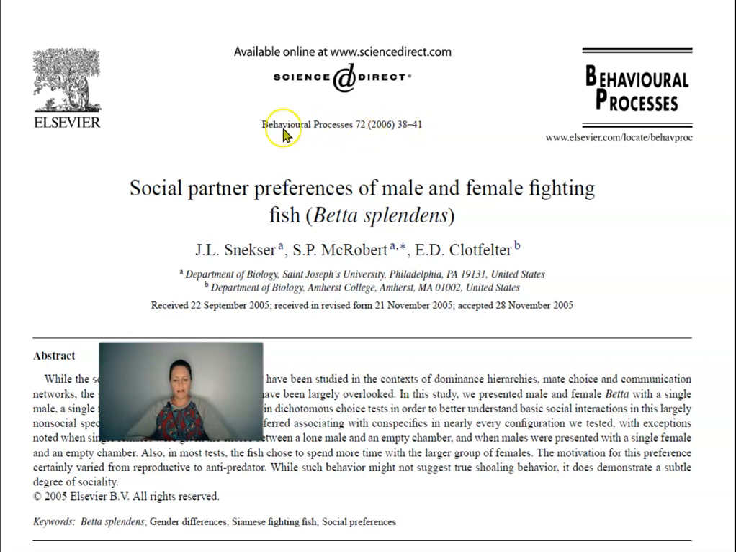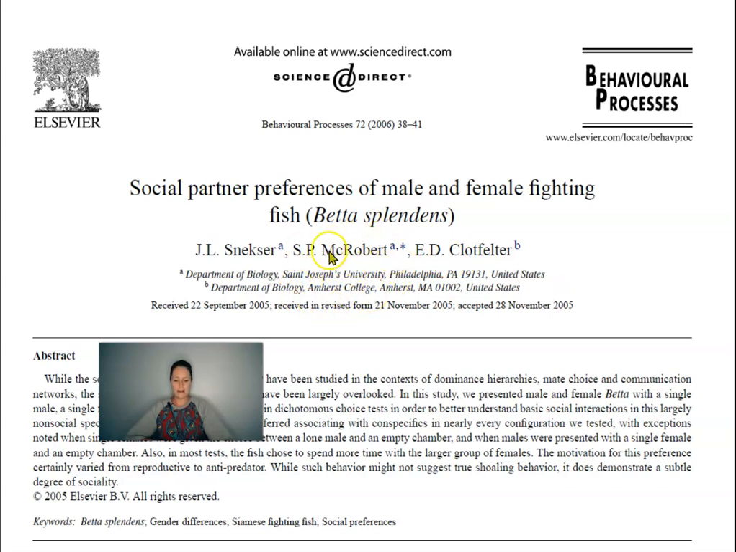So you've got all the journal information right here on the first page. And no matter what journal you're looking at, you can generally find this information right at the beginning, or maybe it's at the bottom of the first page, but it's right there on the front page of the article. You can also see the authors. Oh, look here, J.L. Snexer, who at the time was at the Department of Biology at St. Joseph's University, along with S.P. McRobert, and their co-author, E.D. Klottfelter, who is still at Amherst College in Amherst, Massachusetts.